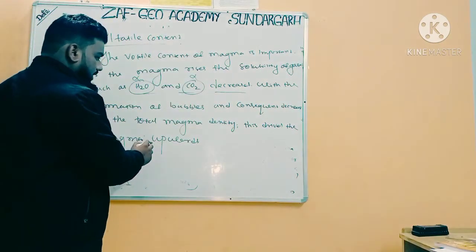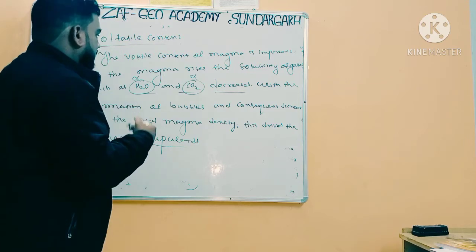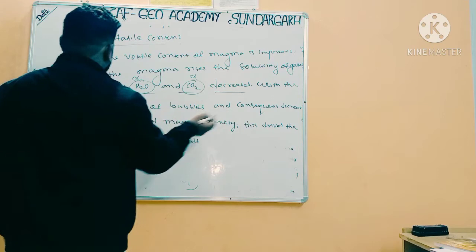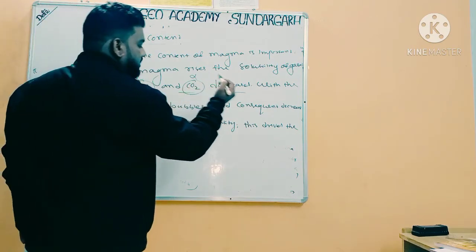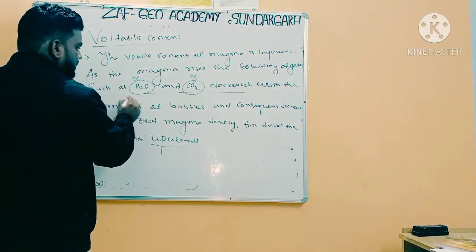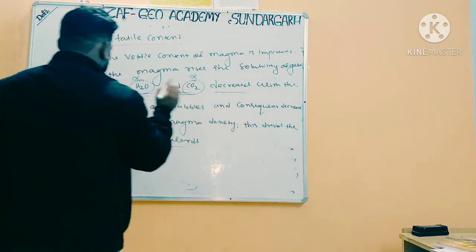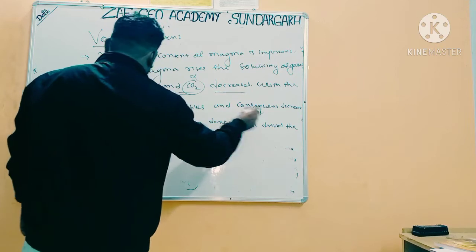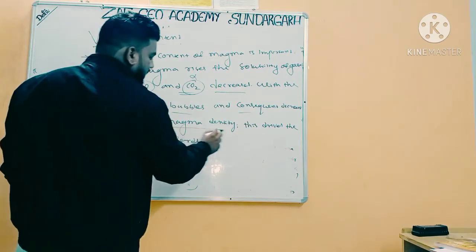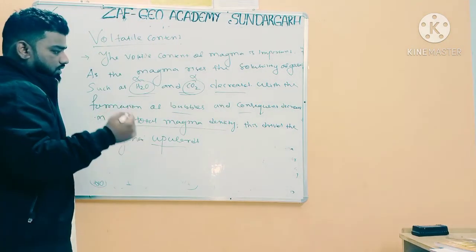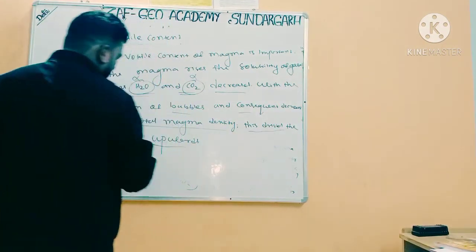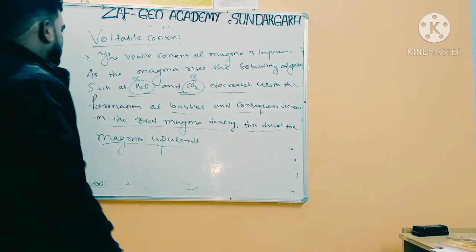So read the whole sentence. The volatile content of magma is important. As the magma rises, the solubility of gases such as H2O and CO2 decreases with the formation of small bubbles, and a consequent decrease in the total magma density. As a result, this drives the magma upward. Okay, clear?